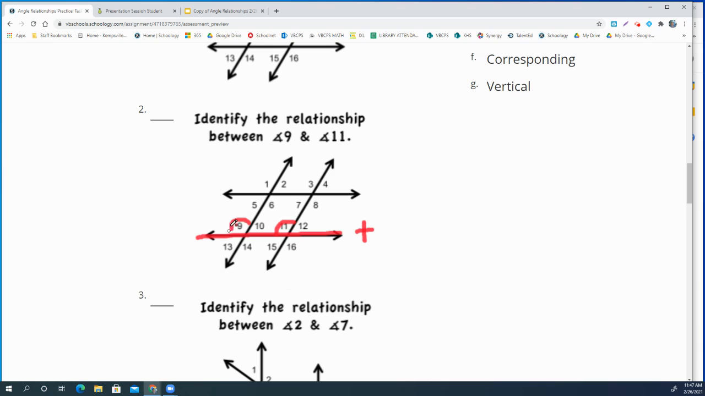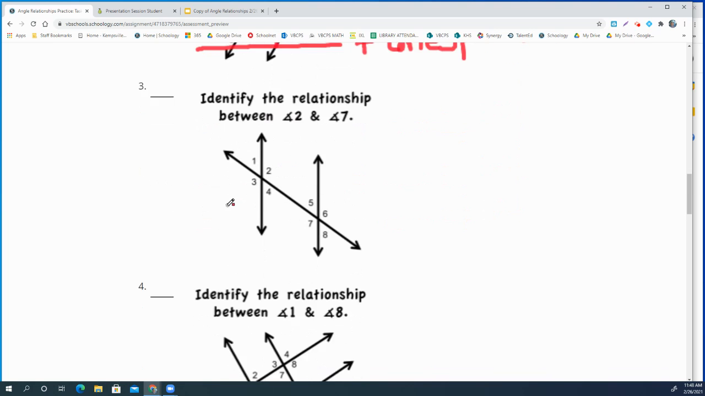So Nee, you're 100% right. I can take 9 and I can slide it over to 11. That makes them corresponding. It's the northwest corner and the northwest corner. And those are the hardest ones. So this one is going to be corresponding. Any other questions?